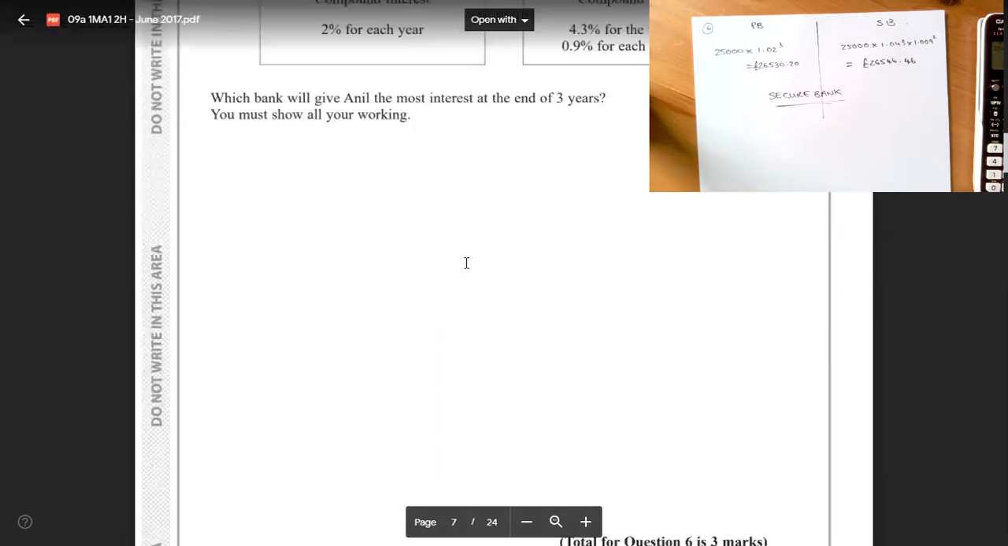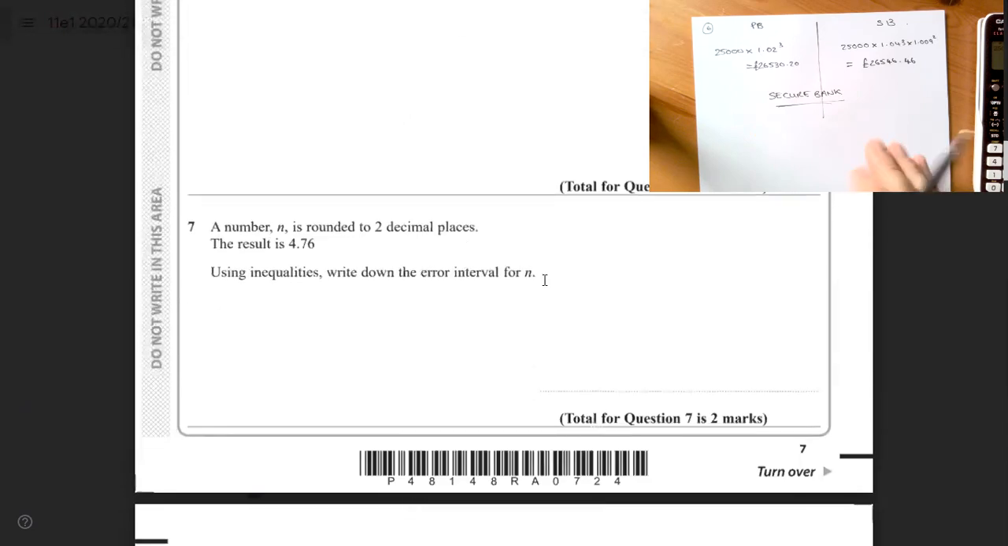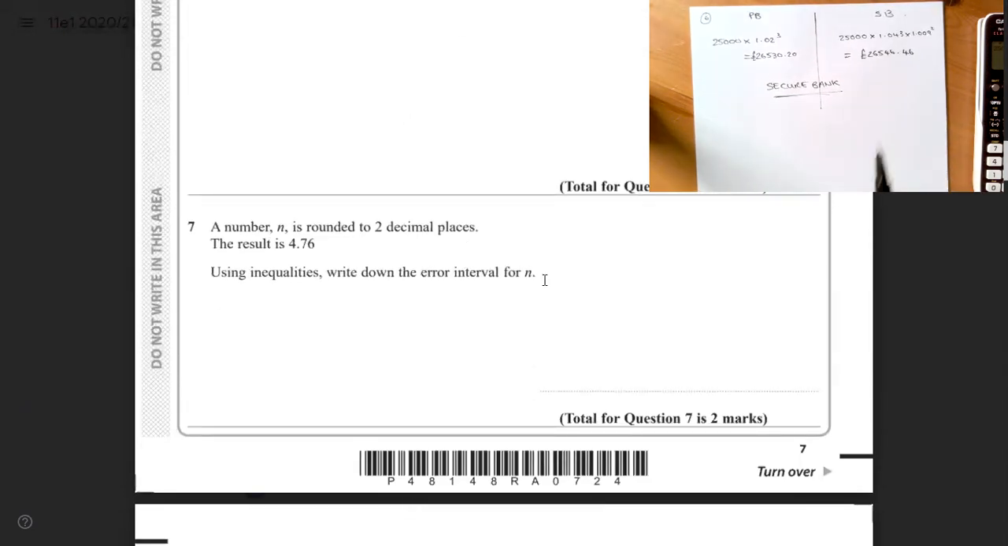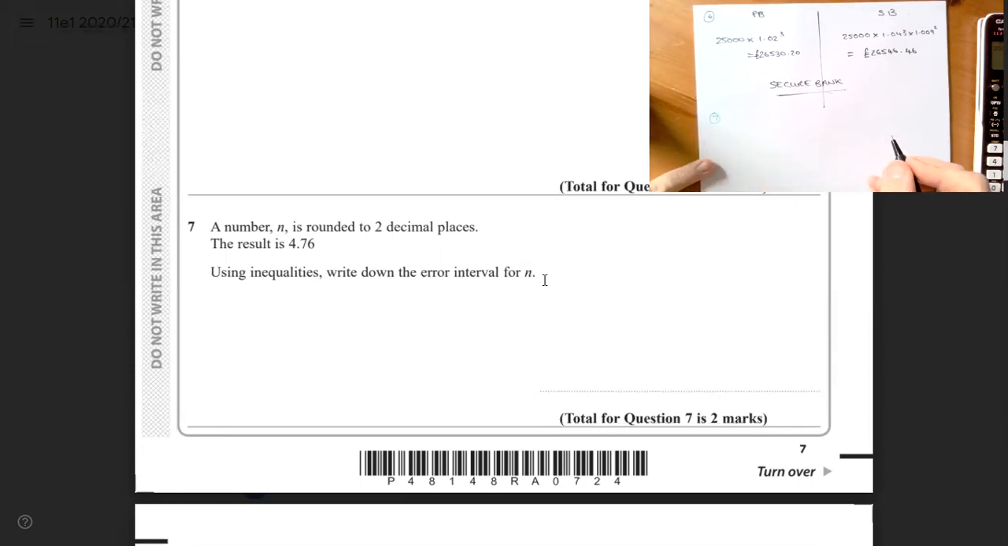Okay, so question 7. Number n is rounded to 2 decimal places. The result is 4.76. Using inequalities, write down the error interval. So 4.76, 4.75, 4.77. So I think about my number line. That value there is going to round up. That value there is going to round up. So this value here is 4.755, and this is 4.765.